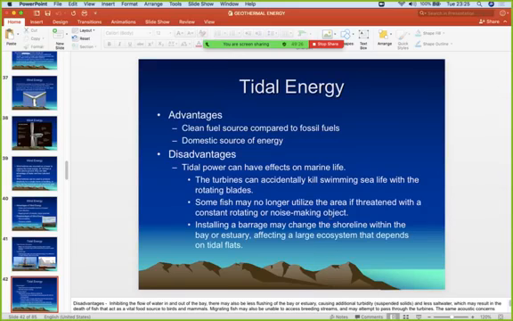Installing a barrage may change the shoreline within the bay or estuary, affecting a large ecosystem that depends on the tidal path. Yes, but that is part of the consideration when you venture into that kind of project, because that really affects the totality of the shoreline, bay or estuary.